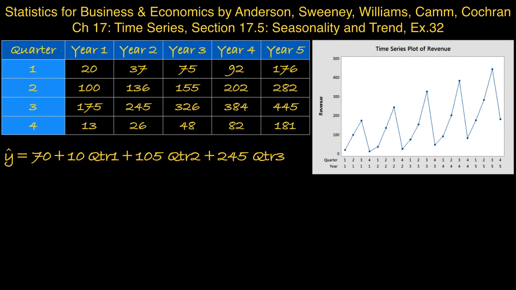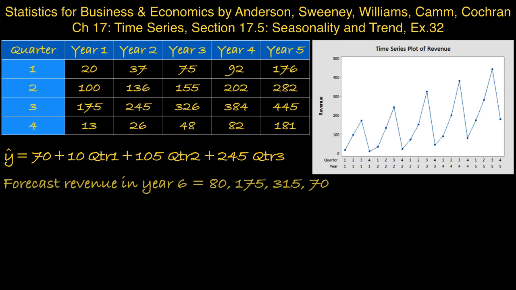So using Minitab and those dummy variables that we just defined, the estimated regression equation is y hat equals 70 plus 10 times quarter 1 plus 105 times quarter 2 plus 245 times quarter 3. Based only on the seasonal effects in the data, compute estimates of quarterly sales for year 6.